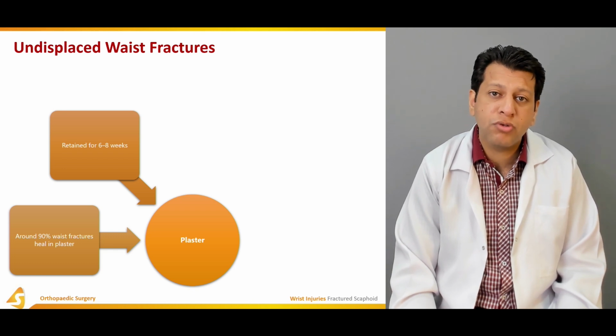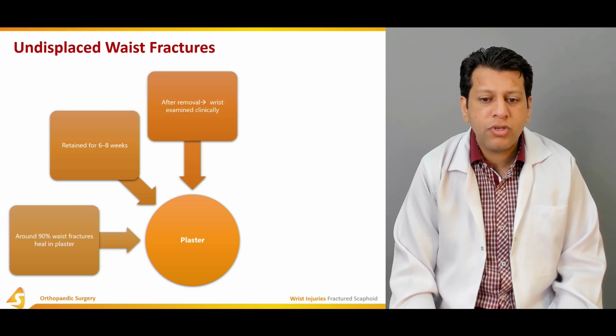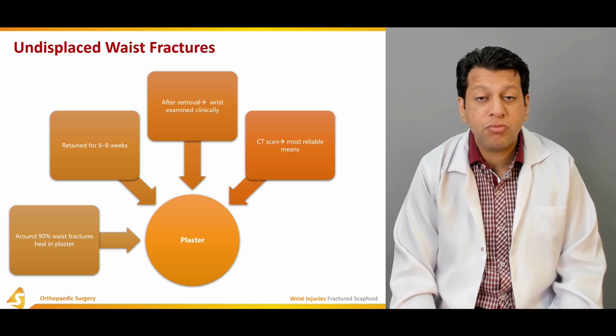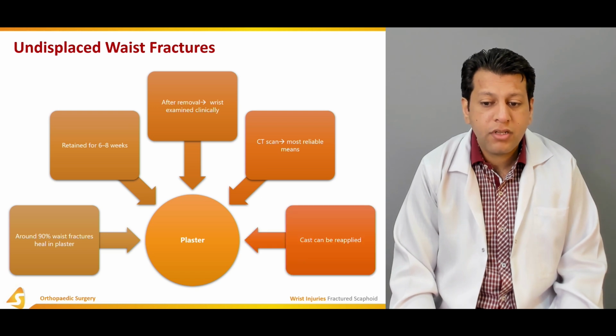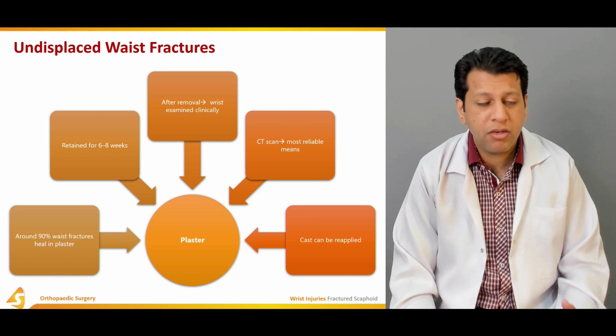And the wrist position is usually 30 degrees of wrist extension with slight ulnar deviation. And usually we can re-examine the wrist joint after the cast removal. And a CT scan is more specific just to see whether the fracture has healed or not. If the fracture is still healing, there is a delayed union, we can reapply the cast.